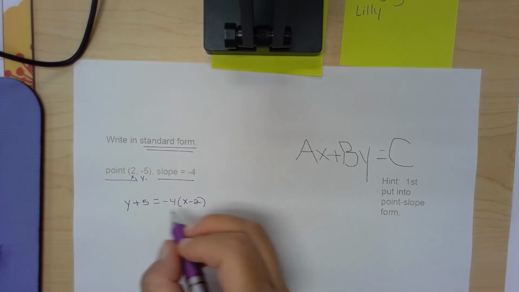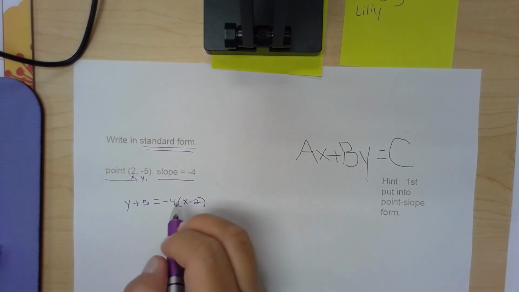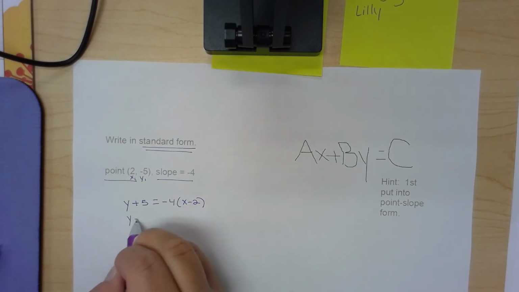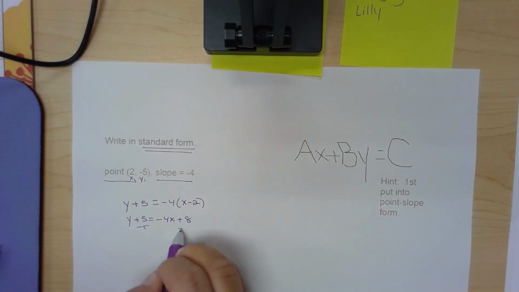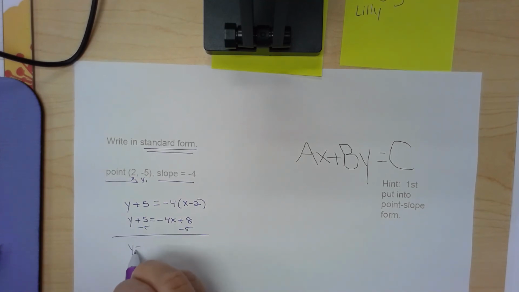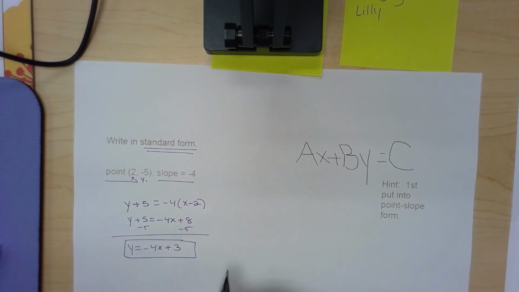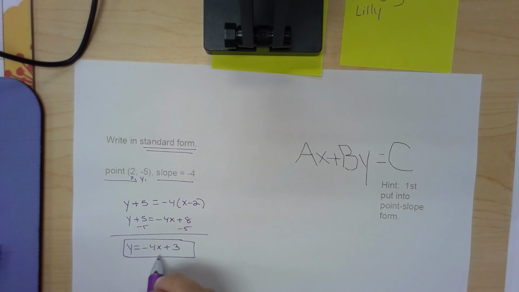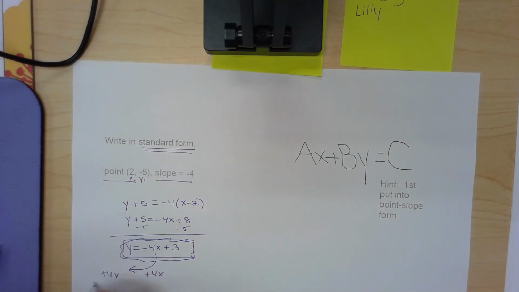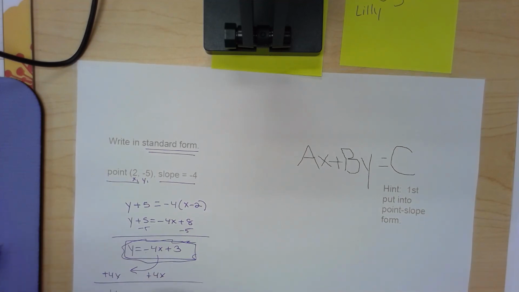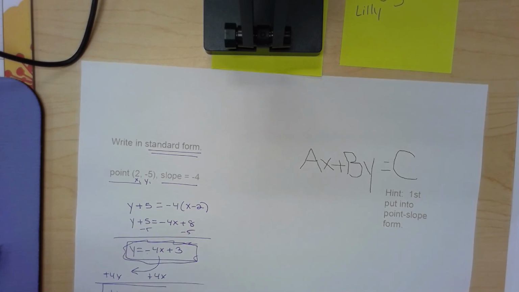So if you do point slope form, now to put it into standard form, we would distribute and then move the 5 over. Actually, I'm sorry, I'm not even done. We're not done because it's not in standard form. I have to move the negative 4x over. So I'm going to add 4x to both sides. And now I'm done.